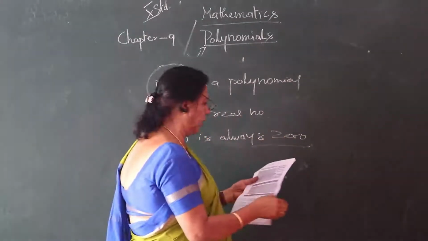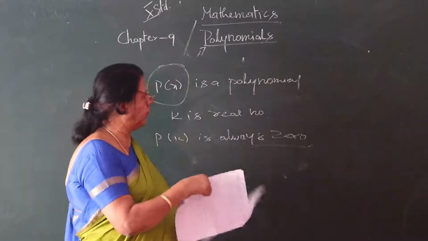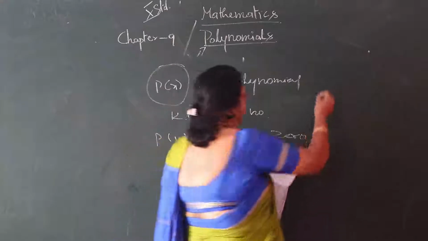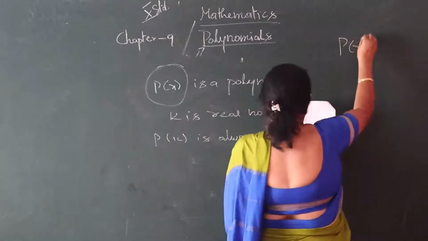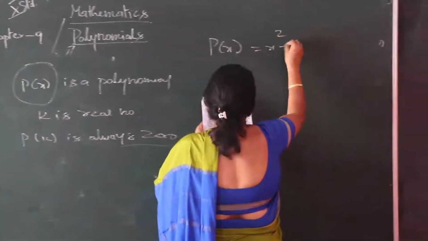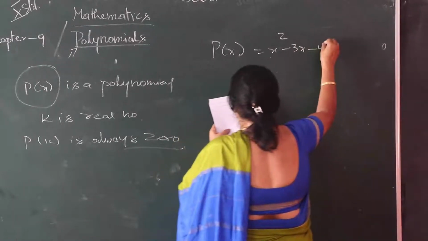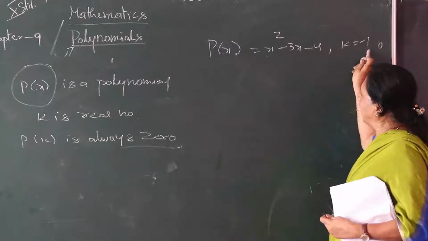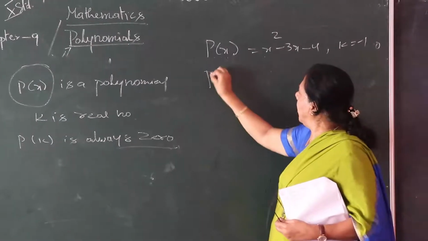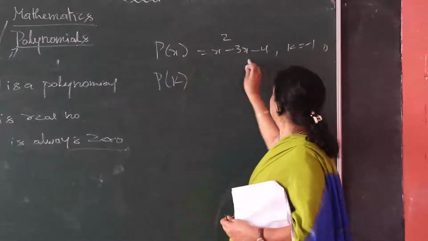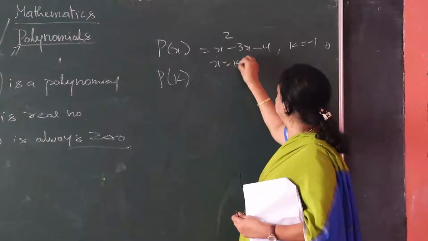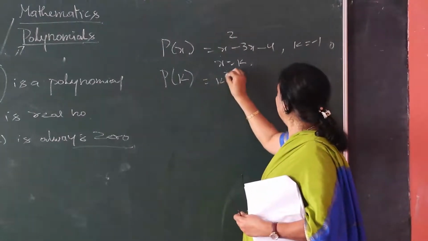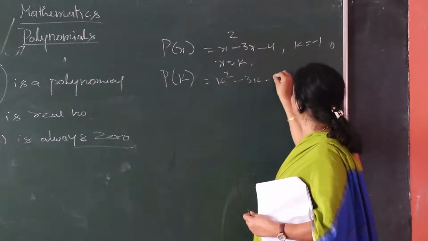Example they have given now. Okay, one sum they have given now. Example: p of x is equal to x square minus 3x minus 4. k is equal to minus 1. Substitute p of k, so x is equal to k. Okay, p of k is equal to k square minus 3k minus 4.